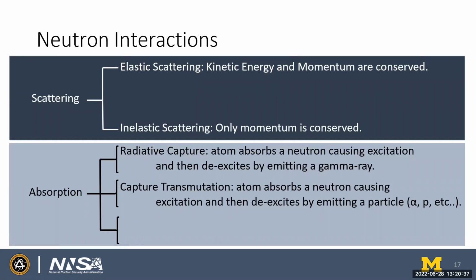The next reaction we'll talk about for absorption is capture transmutation. An atom absorbs a neutron, causing excitation, and then de-excites by emitting a particle, which could be an alpha, a proton, etc.